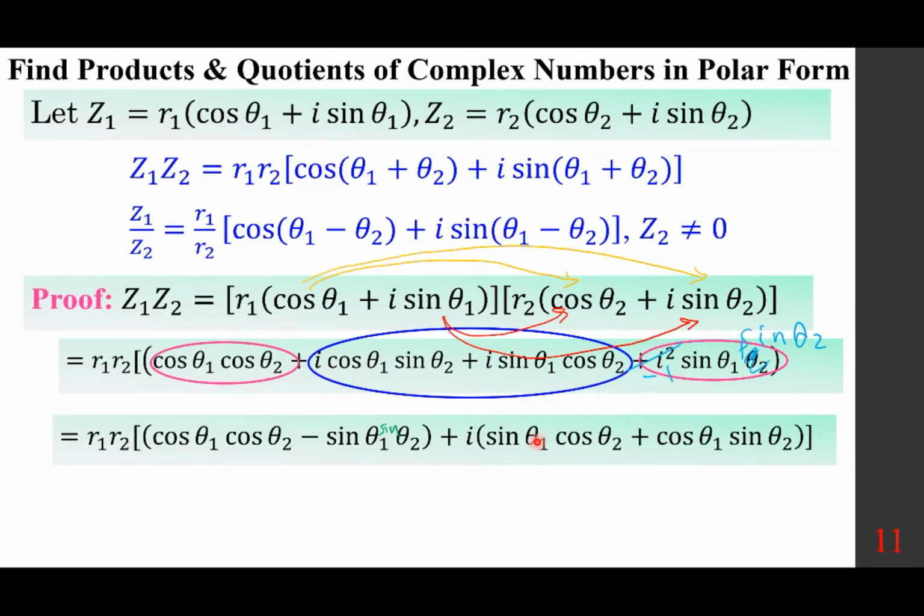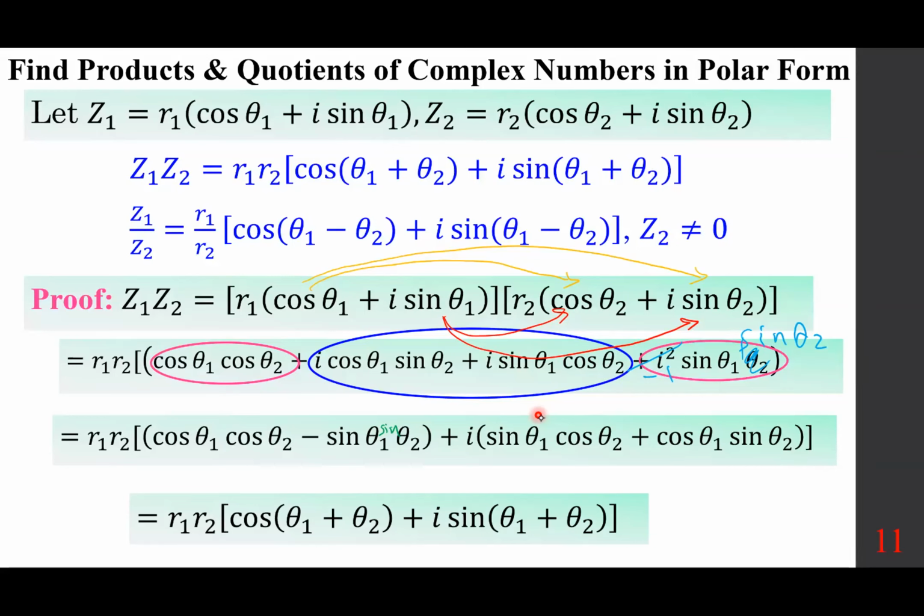And this one, we take the I out. We can put this one first because I want to show you the order: sine theta 1, cosine theta 2. And I put this one second, cosine theta 1, sine theta 2, because you should recognize this is cosine of theta 1 plus theta 2. This is sine of theta 1 plus theta 2, because remember that sine of alpha plus beta was sine alpha cosine beta plus cosine alpha sine beta. So I hope you recognize that. That's the proof.